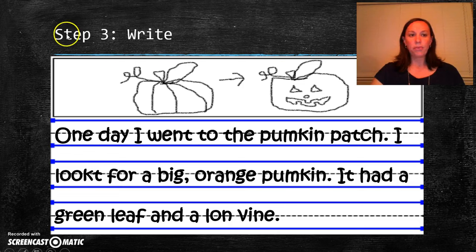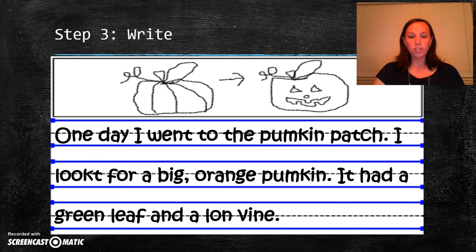All right, step 3 is going to be the actual writing. This is the time to put all my ideas on the paper and try to include as many details as I can. This is what my story sounds like. Here's the beginning. One day, I went to the pumpkin patch. I looked for a big orange pumpkin. It had a green leaf and a long vine. So this was just the beginning of my story.